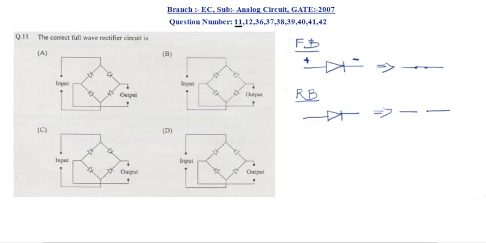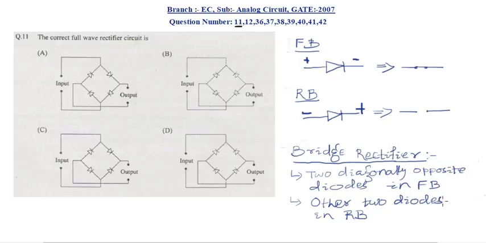The next thing is the reverse bias condition: when the anode is negatively biased and the cathode is positively biased, the diode will act as an open circuit. So simply, it will be in the off state. And the third thing is with respect to the bridge rectifier. Two diagonally opposite diodes will be in forward bias, and the other two diodes will be in reverse bias. So these are the three points that we have to remember while solving the questions. Now we will see one by one.